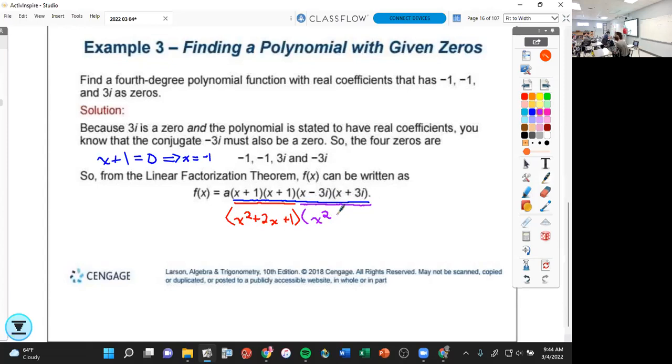X squared plus 9. It's a difference of squares. Okay. And now we could multiply these together. We could distribute the x squared. X squared times x squared is x to the 4th. So what I'm doing right there, that's x to the 4th.